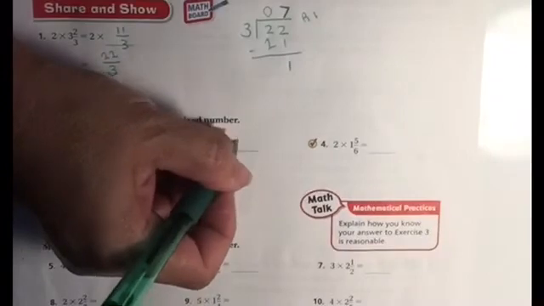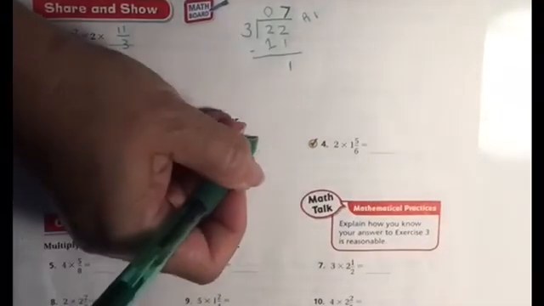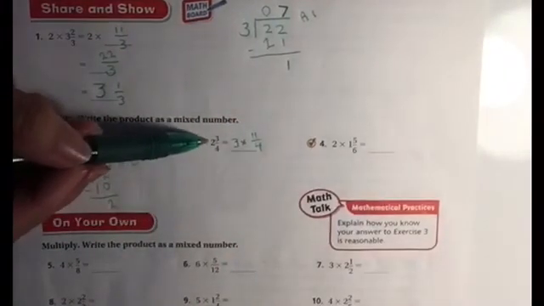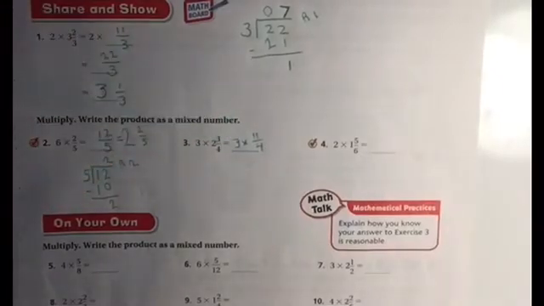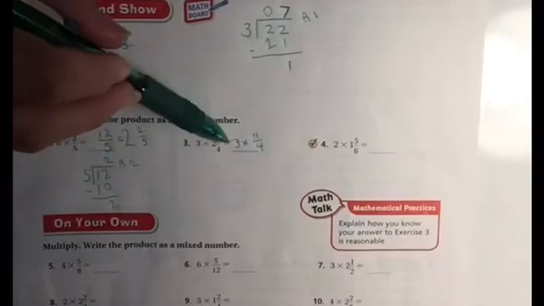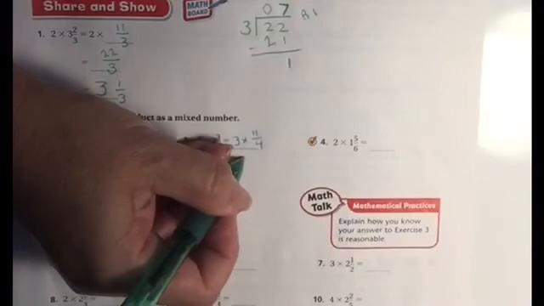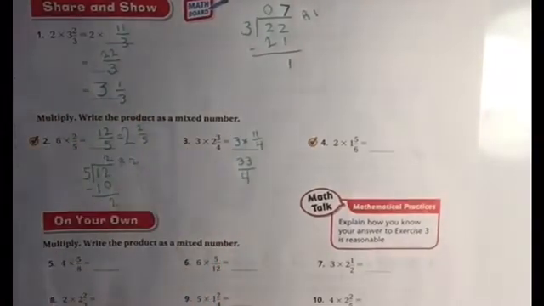So 3 times 11/4. So 4 times 2 is 8, 8 plus 3 is 11/4. So now I can say, okay, I can multiply that. So 3 times 11 is 33, and the denominator stays the same.